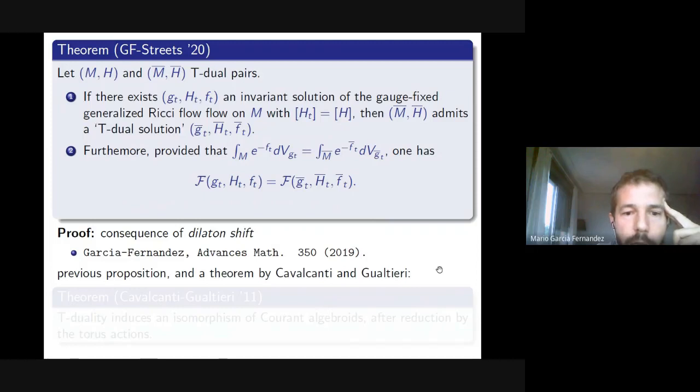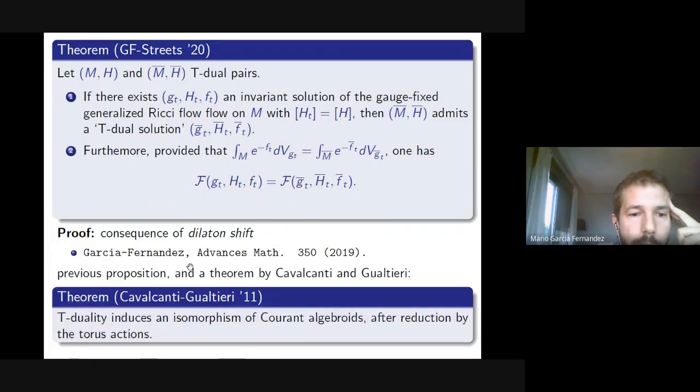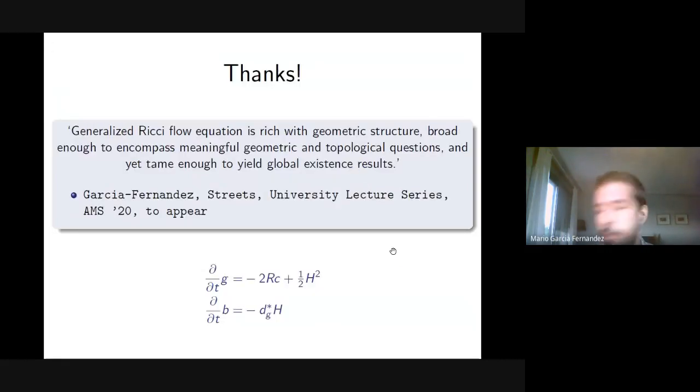The proof is a consequence of two things. One is a theorem by Cavalcanti and Gualtieri, which tells us that T-duality is an isomorphism of Courant algebroids after reduction. The other one is that all the natural quantities which appear in this theorem, like generalized Ricci flow, gauge fixed generalized Ricci flow, and the integrand of this generalized Einstein-Hilbert action, are natural quantities in generalized geometry. So these are preserved under generalized diffeomorphisms. And the other thing that you need is a dilaton shift formula which was observed by physicists, and I proved in this paper in Advances in Mathematics last year. Okay, so I finish here, and thank you very much for your attention.